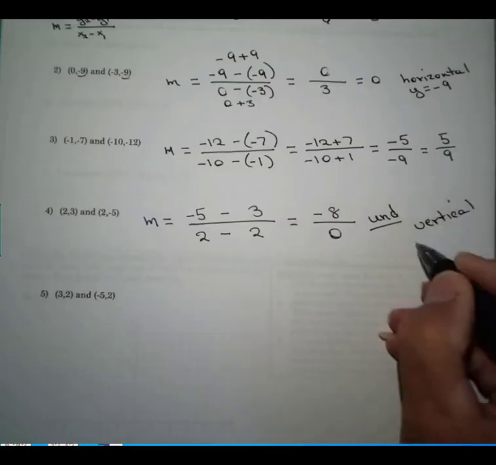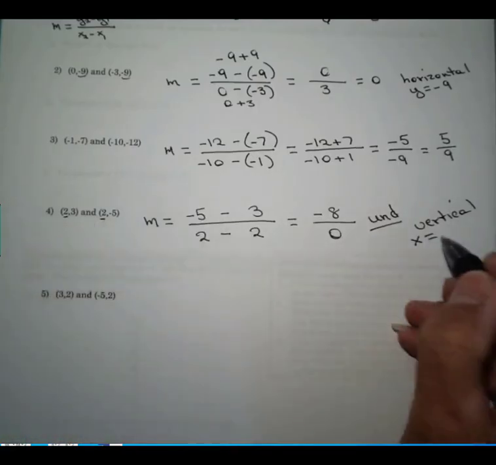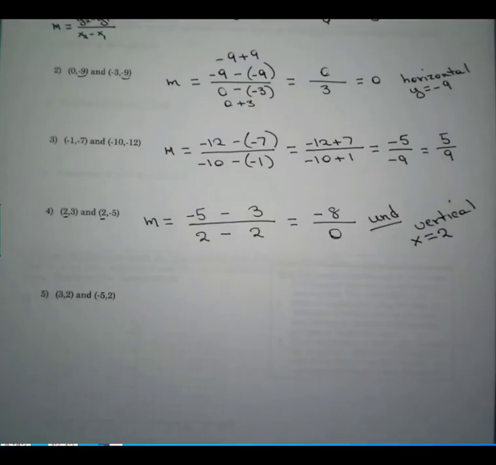And all vertical lines have the definition x equals something. And I look at my points, and x is 2 in both of them. So this is actually x is equal to 2 is the line.